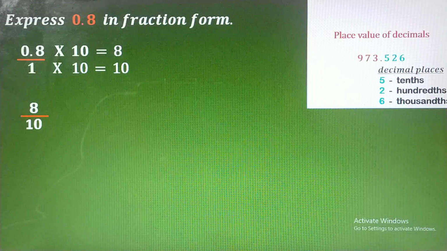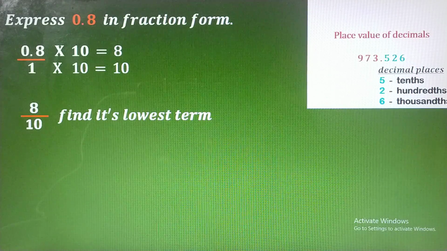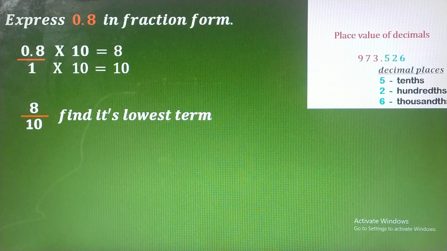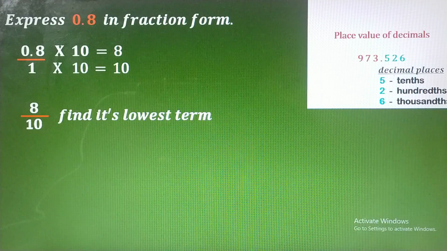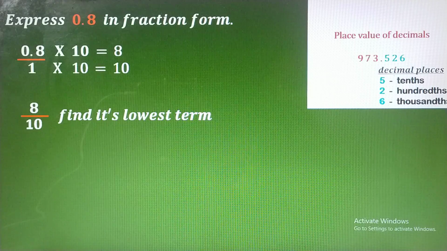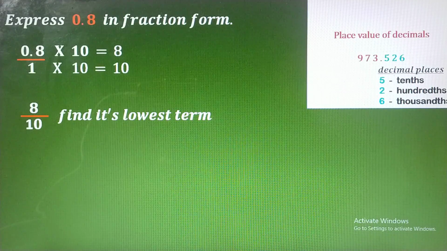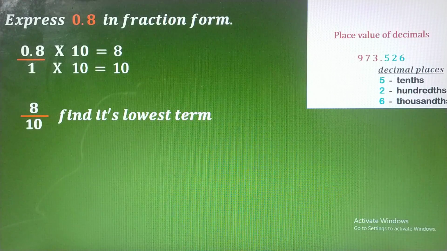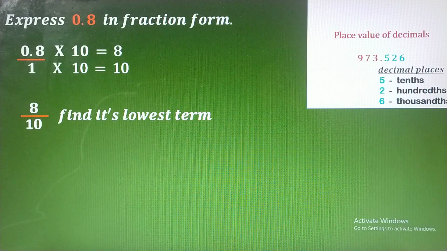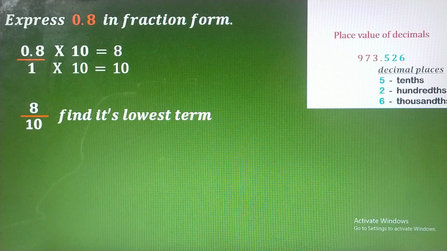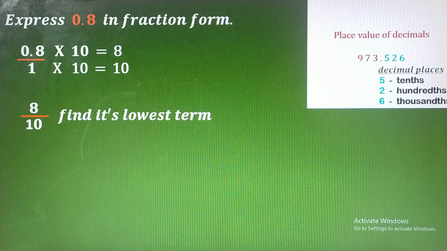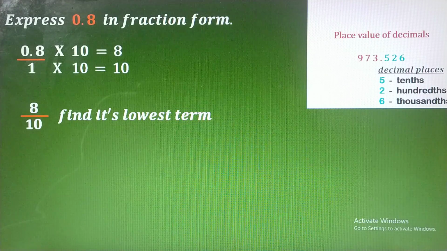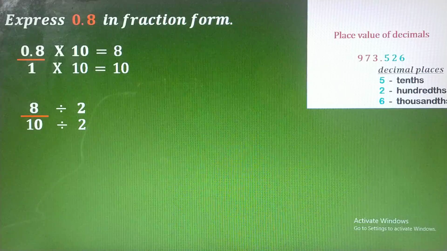Pwede pa kaya natin siyang i-express into lowest term? Kapag possible or kapag pwede pa, need nating ibigay or hanapin si lowest term. Paano natin magagawa yung lowest term? Isip tayo ng number na pwedeng i-divide kay 8 at saka kay 10. Ano kaya yung number na pwedeng i-divide kay 8 at the same time pwede din siyang i-divide by 10? Okay? Very good. That is 2.